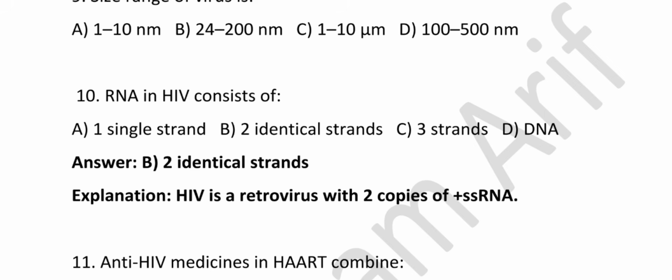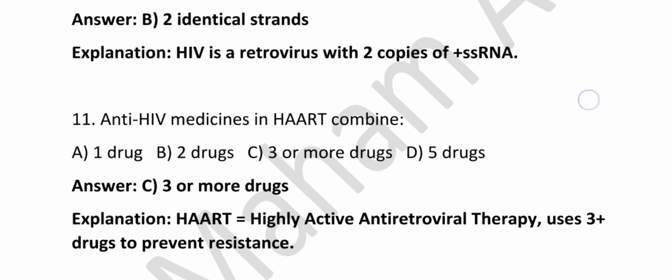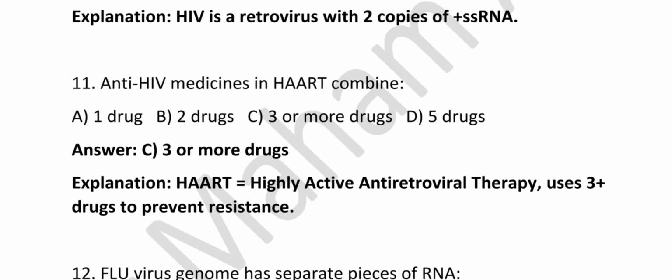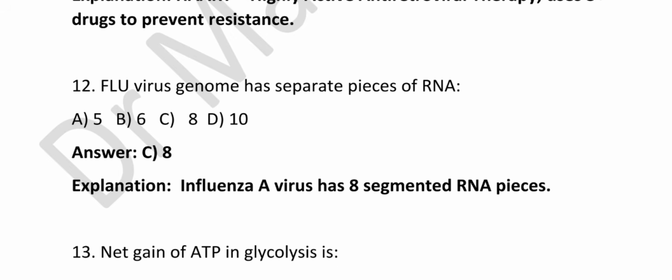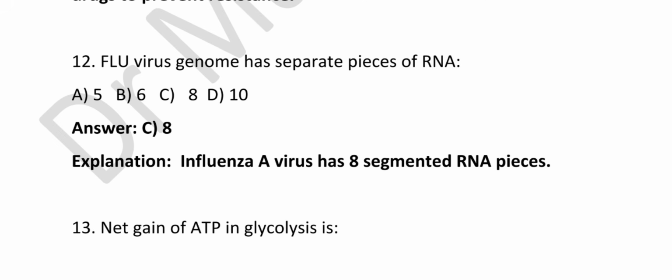RNA in HIV consists of, correct answer is option B, that is 2 identical strands, because HIV is a retrovirus with 2 copies of single-stranded RNA. Anti-HIV medicines in HAART combine, correct answer is option C, that is 3 or more drugs. Flu virus genome has separate pieces of RNA, correct answer is option C, that is 8, because influenza A virus has 8 segmented RNA pieces.